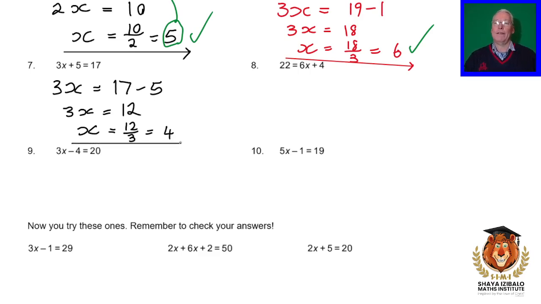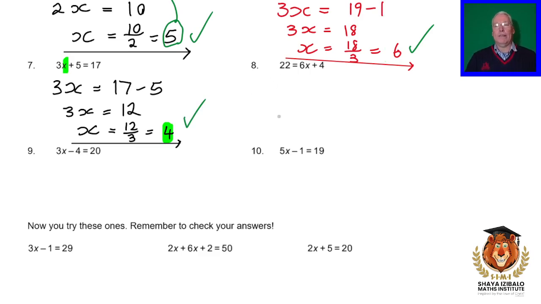Don't forget to check your answer. By checking it, what we're saying is we're going to take that value of 4 and we're going to substitute it back in there. All right. Remember 3x means 3 times x. So 3 times 4 is 12. 12 plus 5, 17. Yes, 17 equals 17. This answer is definitely correct.